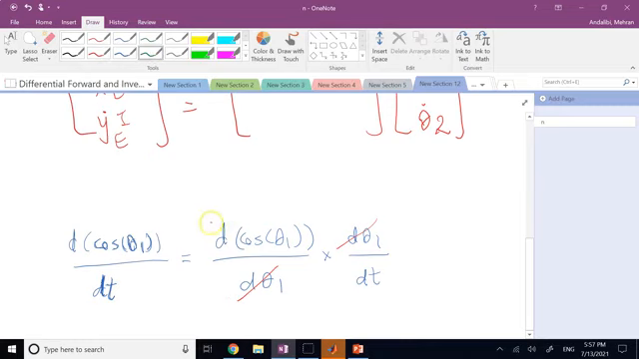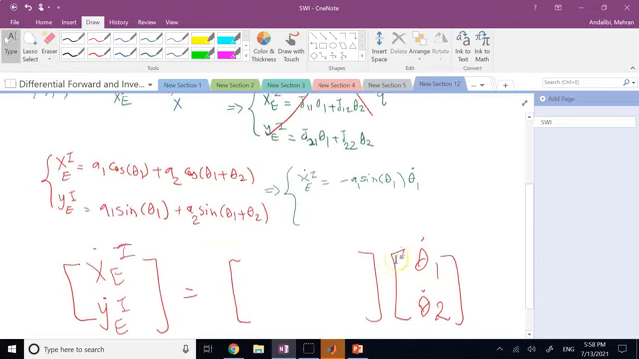Now, the question is, what is this? Well, based on what you know from calculus, that's negative sine of theta 1. And what is this one? That is theta 1 dot. So you see where this extra theta 1 dot, or omega 1, comes into play. Okay, that's called the chain rule, or implicit differentiation. So this is why, as I said again, those theta dot terms are showing themselves. Good. So let's go back and continue with the rest of the derivatives.